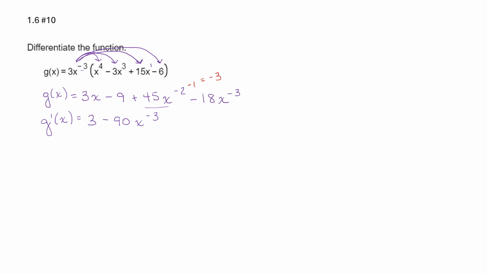And then again, we will multiply here the -18 times the -3 exponent, which will give us a positive 54. And again, just as a reminder, we're going to have to subtract 1 from the exponent, making it a -4. So we will end up with x to the -4. And that's the derivative.